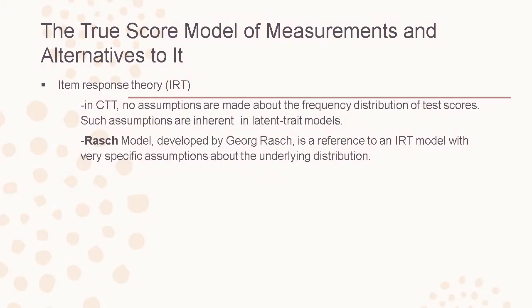In CTT, no assumptions are made about the frequency distribution of test scores. Such assumptions are inherent in latent trait models. The Rasch model, for example, developed by George Rasch, is a reference to an IRT model with very specific assumptions about the underlying distribution. The Rasch model is a trade-off between A, the respondent's ability, attitude, and personality, and B, the item difficulty.